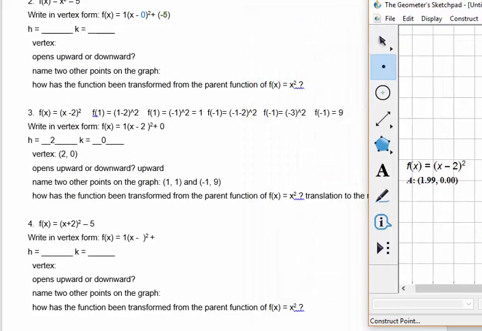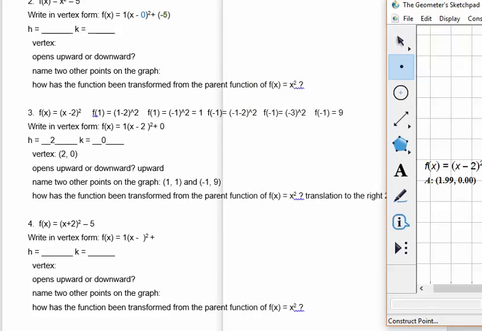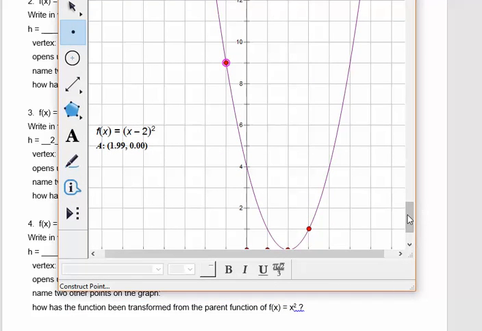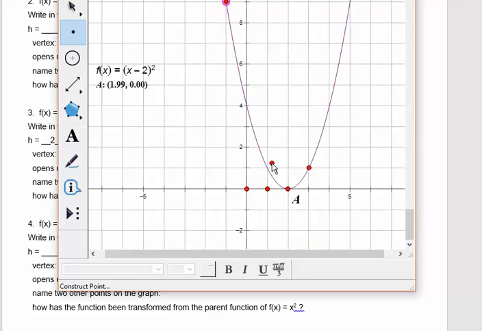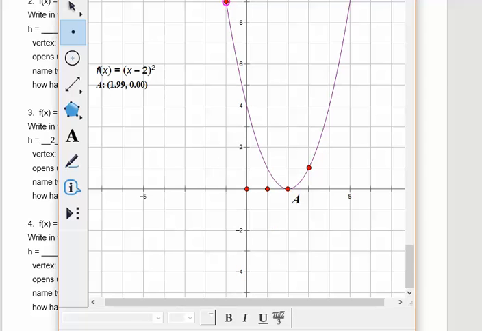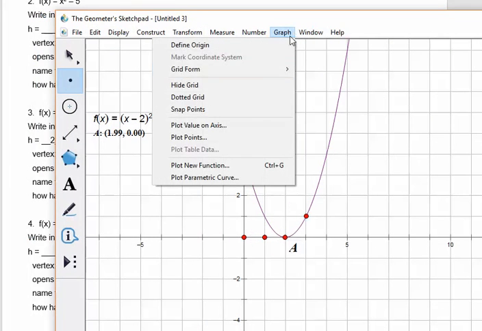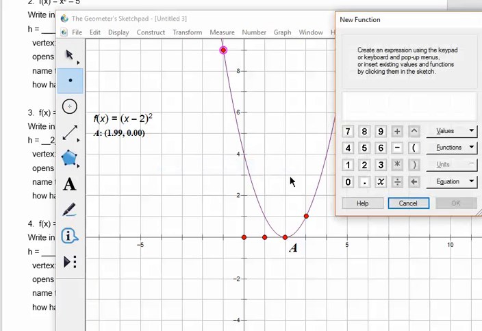And then I had to answer, how has the function been transformed from the parent function? And I said that it was translated 2 units to the right. Well, you can graph the... let me grab this back. I lost the top part of my graph. Here we go. The parent function on here, which was y equals x squared.